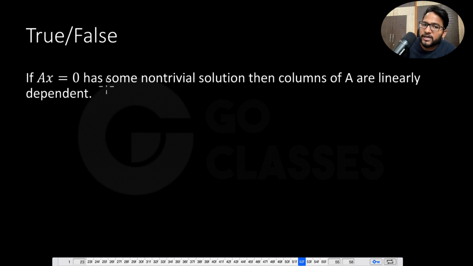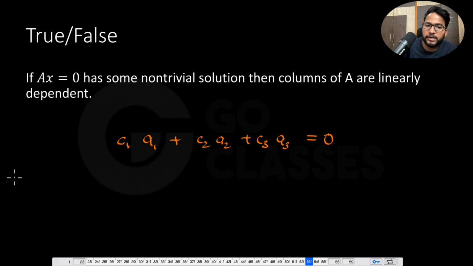So what they are saying: if Ax equal to 0 has some non-trivial solution, now they have given some information that it has some non-trivial solution. Then what does this mean? It means that this equation C1A1 plus C2A2 plus C3A3 equal to 0 has some non-trivial solution. Ax equal to 0 means this equation, right? This equation has some non-trivial solution, which means there is some non-zero Ci.